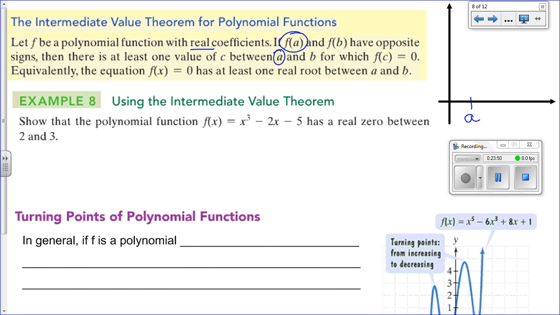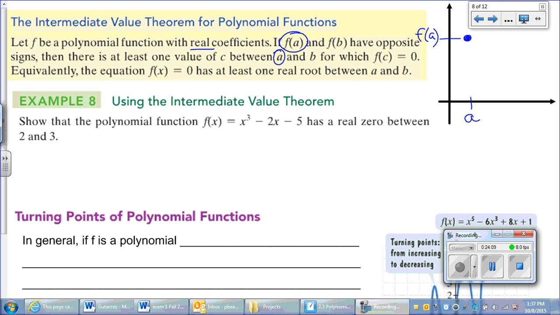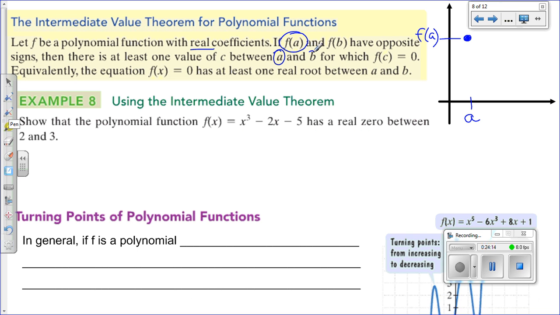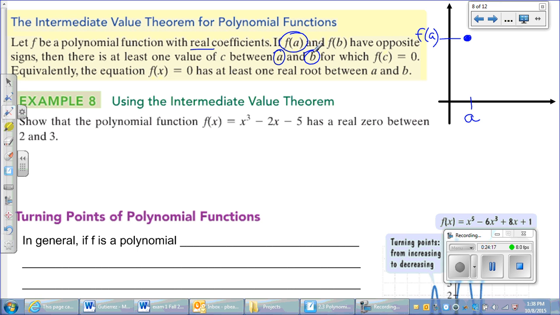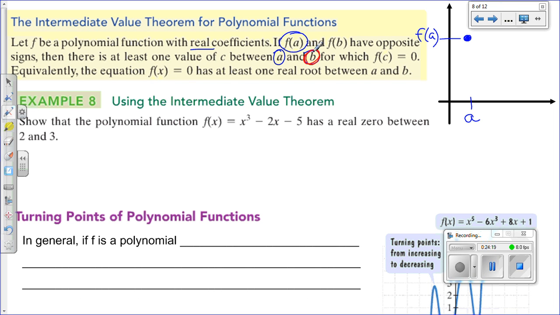Attention, over here. So let's plot the point here, f of a. So would you guys say that f of a is positive or negative? Positive, okay. Now we have another x value, and that x value, we're calling that b. So that one is going to be here. So a and b are the x values, f of a and f of b are the y values.